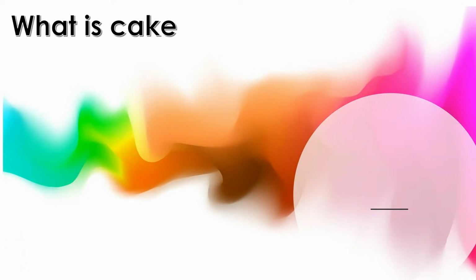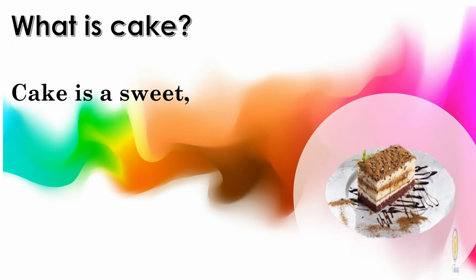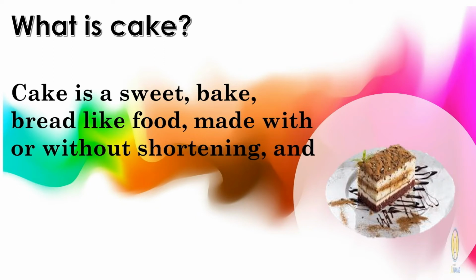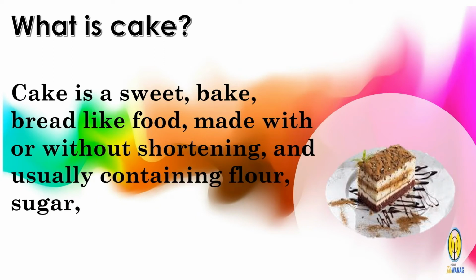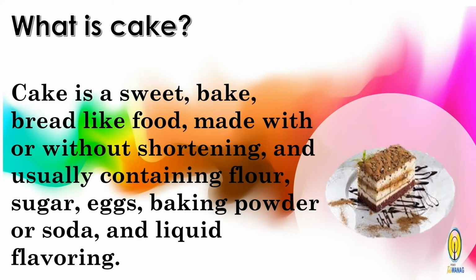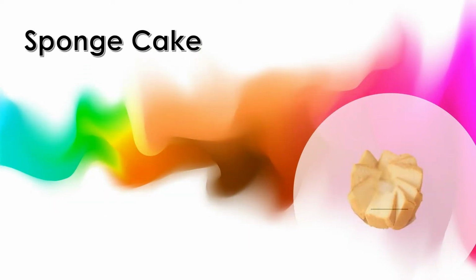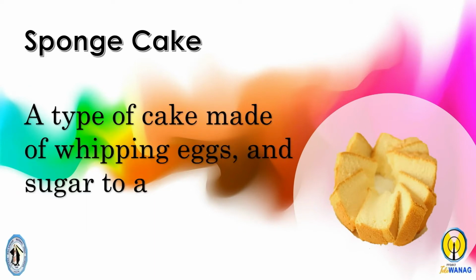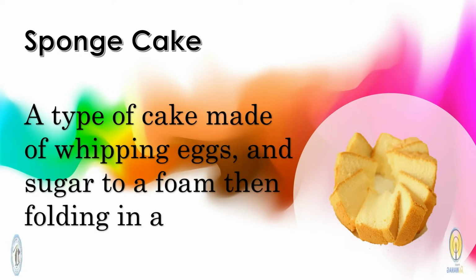And what is a cake? Cake is a sweet baked bread-like food made with or without shortening and usually containing flour, sugar, eggs, baking powder or soda, and liquid flavoring. We all know that we have a different variety of cakes, and one of these is the sponge cake. Sponge cake is a type of cake made of whipping eggs and sugar to a foam, then folding in the flour.